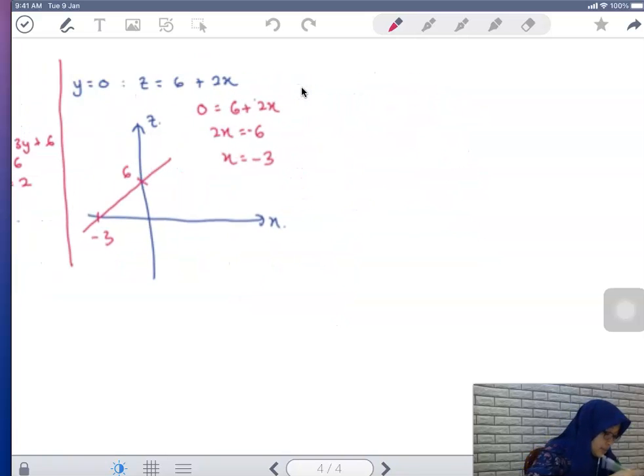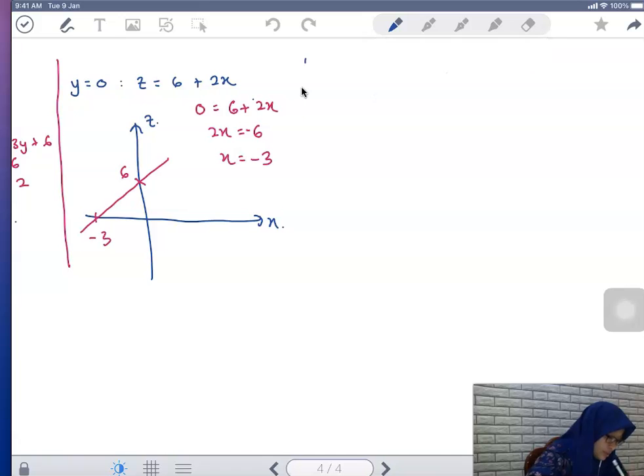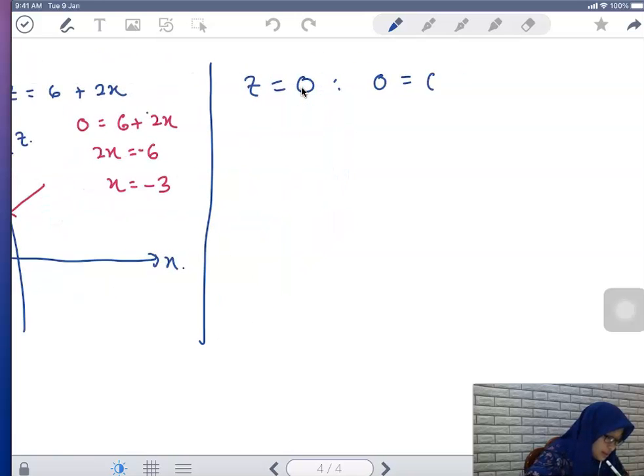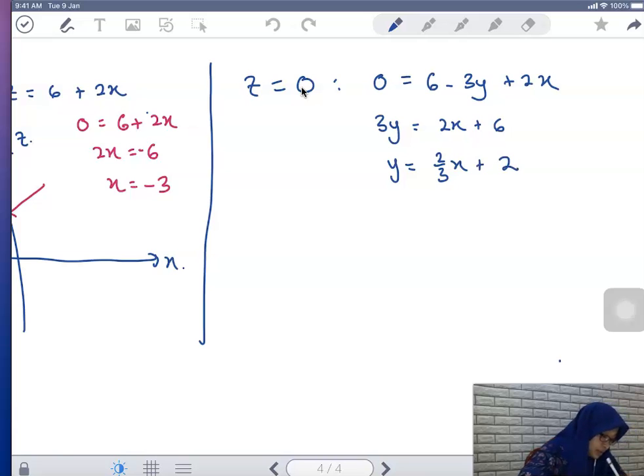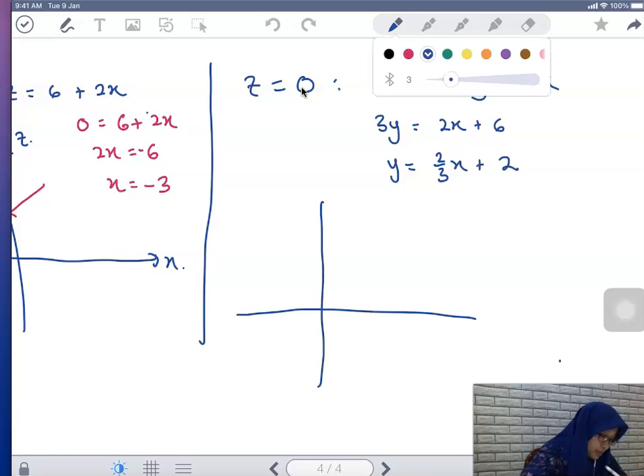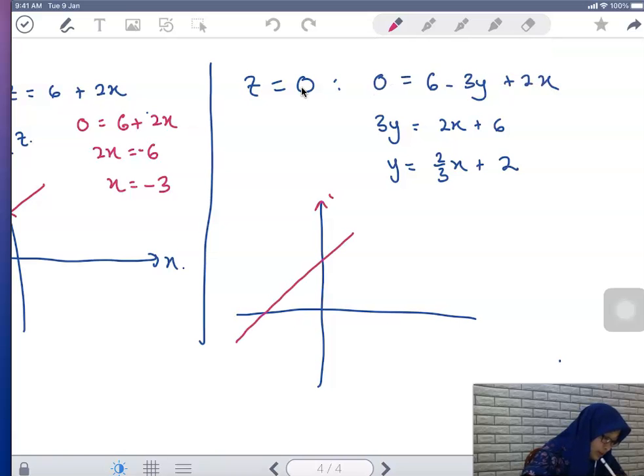And then the third one, z equal to 0. So 0 equal to 6 minus 3y plus 2x. Now you need to modify it. We get 3y equal to 2x plus 6, then y equal to 2 over 3x plus 2. For this, we have a positive slope as well, on the yx plane. The intersection on y is 2.